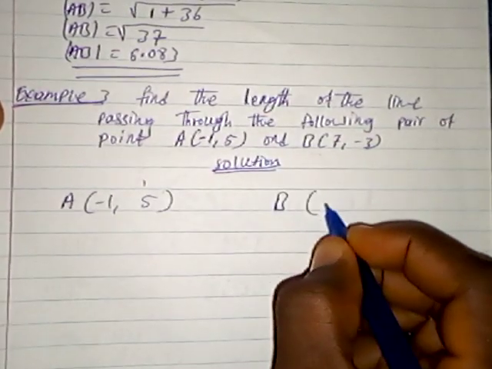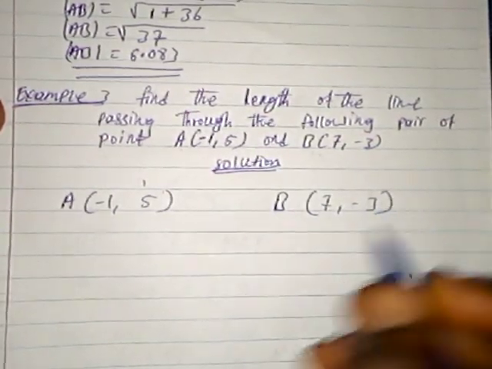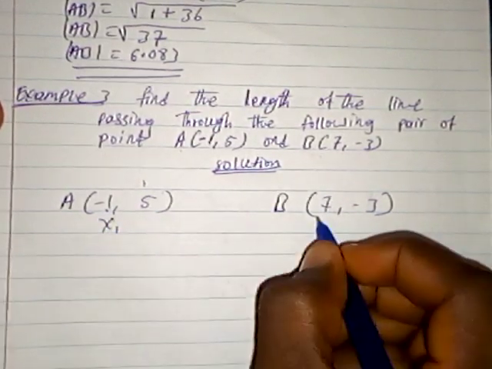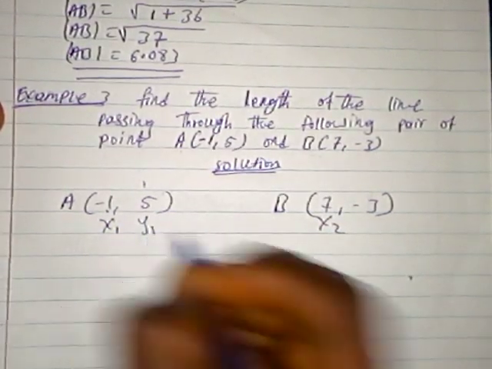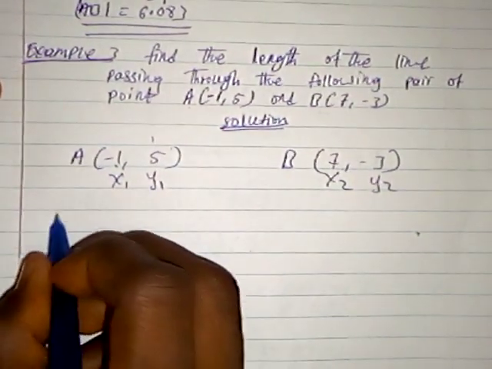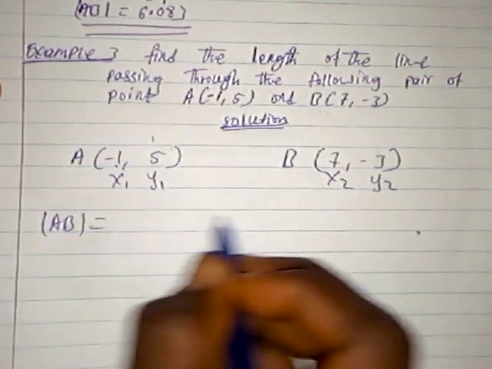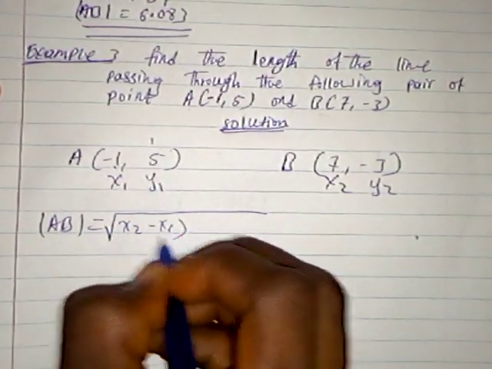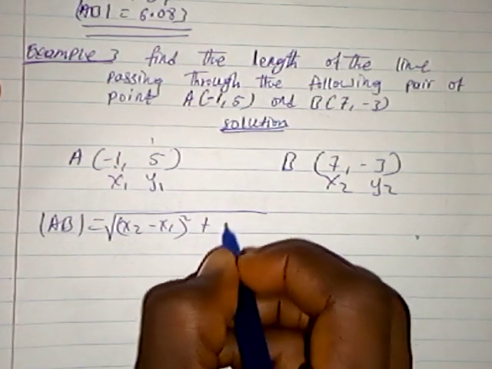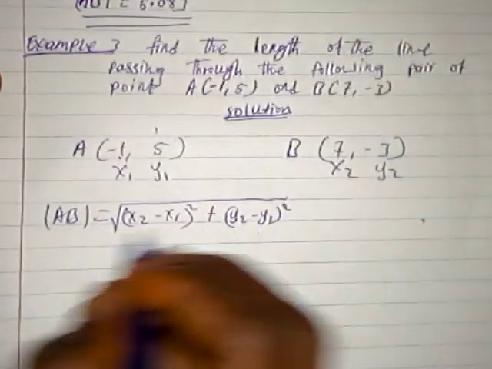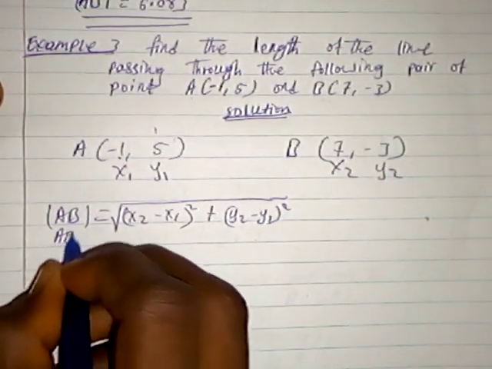B is equal to 7, minus 3. So this is the X value, the first letter. So this is the first X, second X. The first Y, second Y. Do you see it? Good. Now we put our formula. AB is equal to what? The square root of x2 minus x1 square plus y2 minus y1 square. You get it? Line AB.